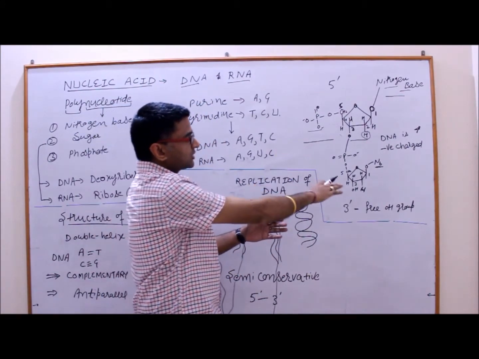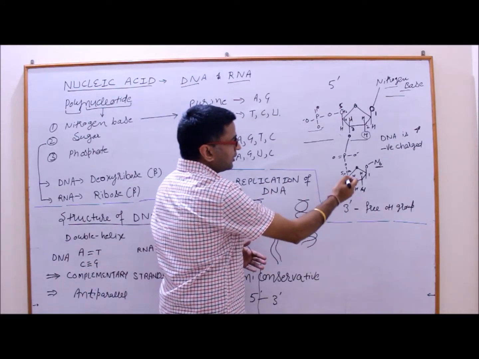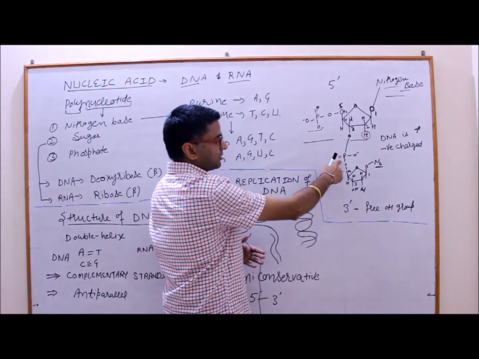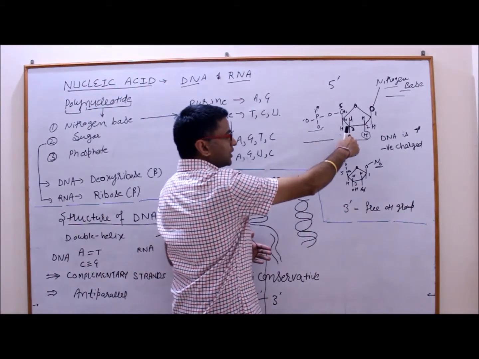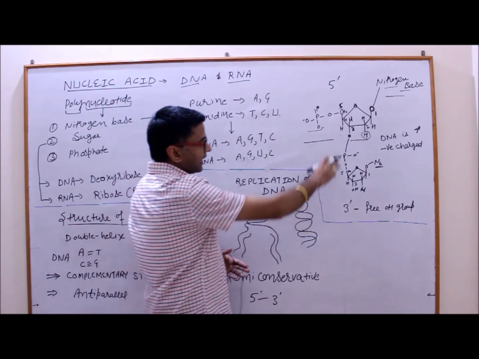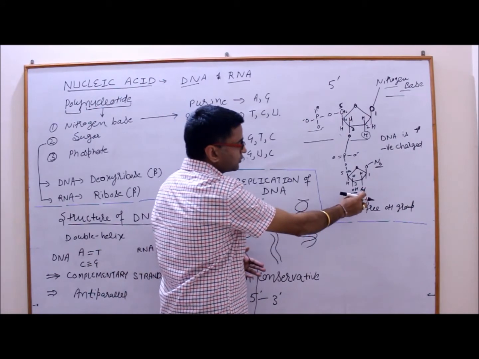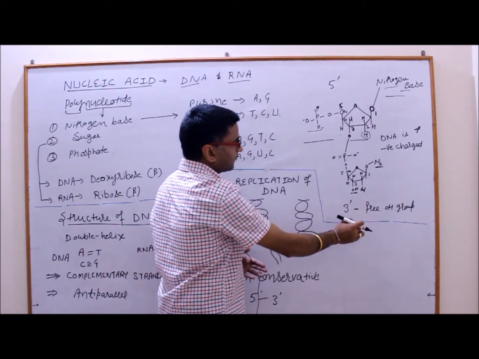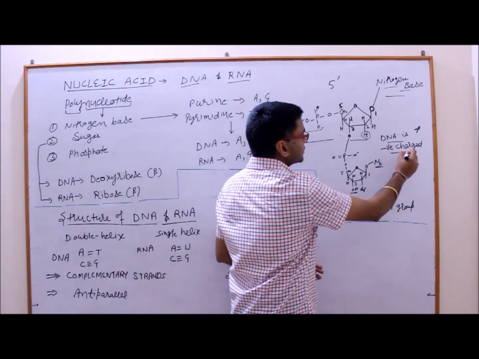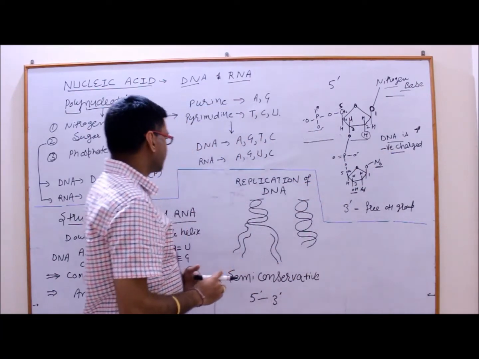Important thing in this structure is to remember which position is attached to which position. I will repeat again. The 5th carbon OH is involved in phosphodiester bond formation with the OH of the third carbon of another nucleotide. And at the end of the DNA, this 3-hydroxyl group remains free because it is not further involved in any bond formation. Another aspect of DNA structure is that it is negatively charged because of the presence of phosphate group. So DNA is a negatively charged species.